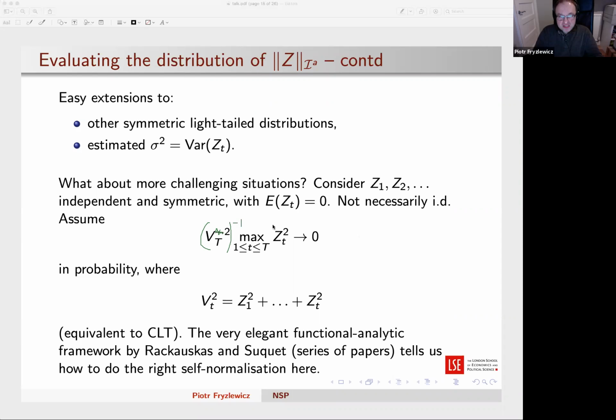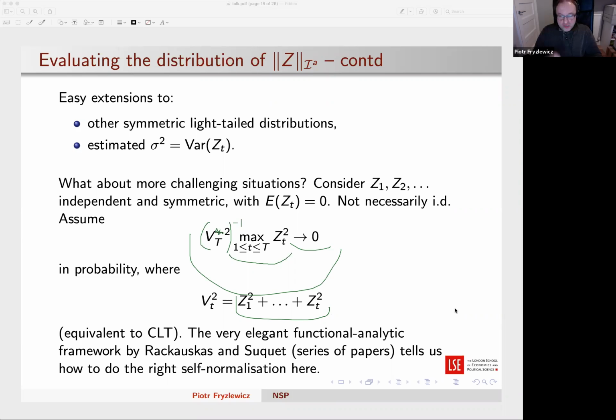So if I take my maximum residual, my maximum innovation, and I square it, and I divide by the partial sum of squares, then if this converges to 0, which it does in many situations, as you will appreciate, then I'm in my setting. That's good for me. They don't have to be identically distributed, but as long as this holds, that's good for me. And this is apparently equivalent to the central limit theorem on the Zs.